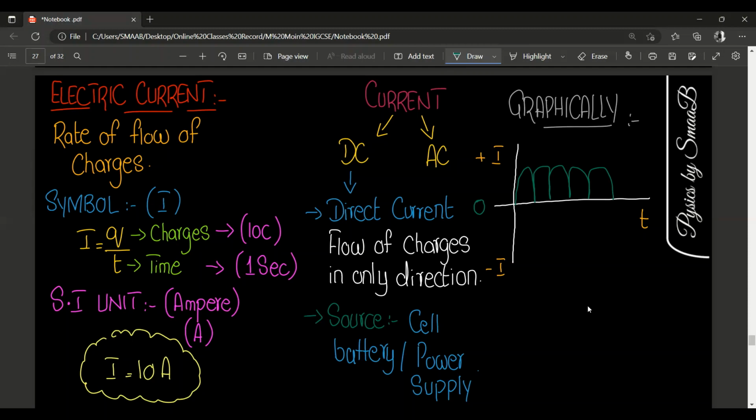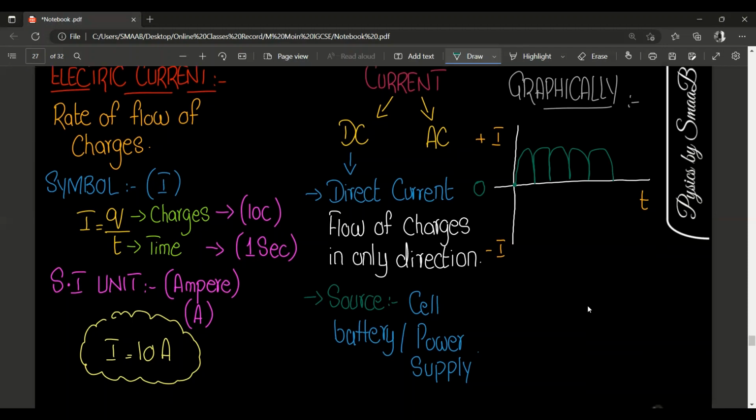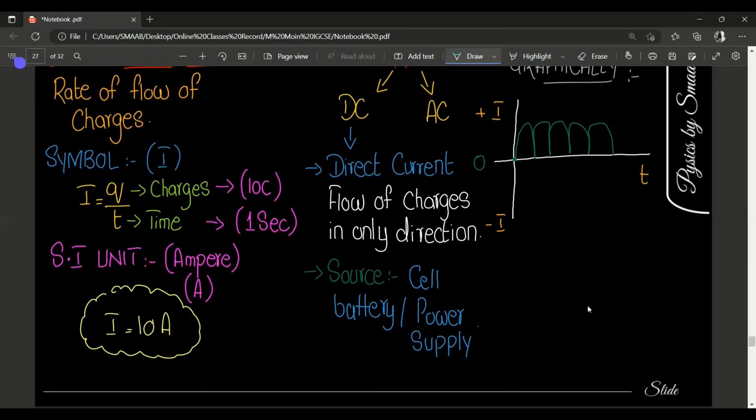Let's suppose we start from 0, so the graph starts from this point, that is 0, and we increase to 5, then we again decrease to 0, then again we increase, again we decrease. So current will only flow in one direction, you can see, either in positive or in negative, right? It depends upon the orientation. And if we draw a very simple graph for it, right?